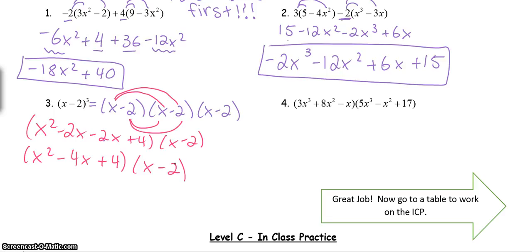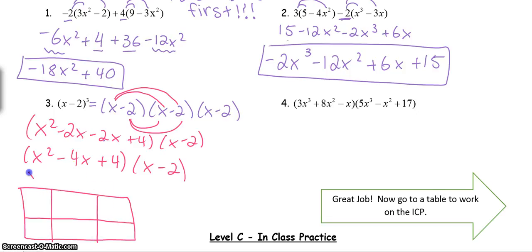Now, this is just like the problem we did in the last level, where we've got a trinomial times a binomial. So I'm going to make a table. And again, you don't have to use the table method. You could just distribute if you want, but I'm a big fan of the table. So my trinomial goes on top, my binomial on the side. So I have x cubed, minus 4x squared, 4x, negative 2x squared, 8x, and negative 8.